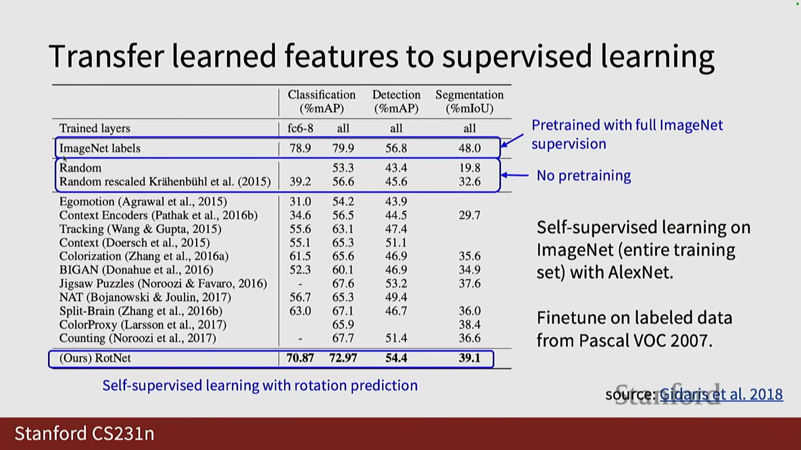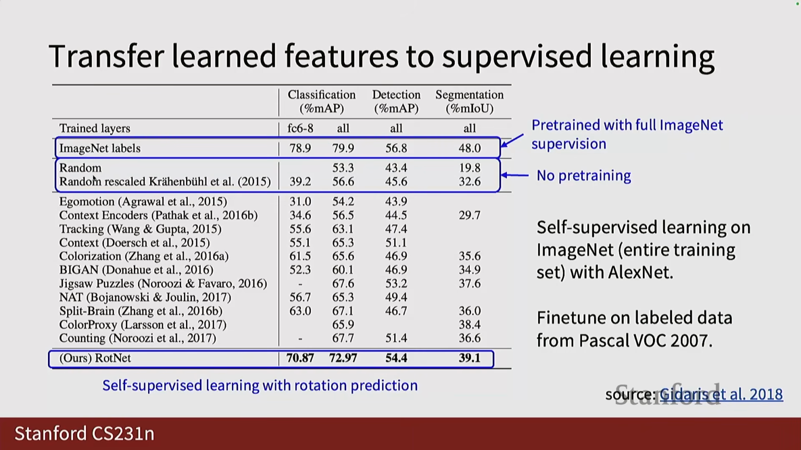If you look at the ImageNet labels, if we have a huge labeled dataset and we pre-train on that dataset, we already get a very high accuracy. But again, have this in mind that this is ImageNet with all of the labels involved for the pre-training.